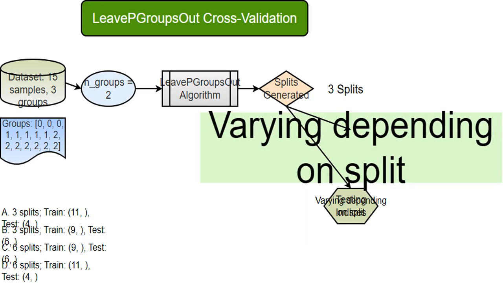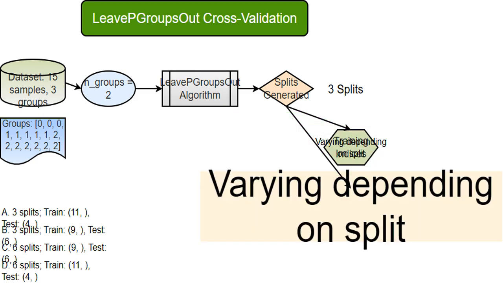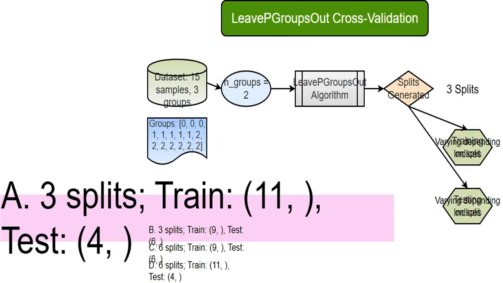This option suggests 3 splits, with 11 samples in the training set and 4 in the testing set for each. However, this is incorrect, given that the number of samples in training and testing sets changes with each split in this specific case. Another option proposes 3 splits, with 9 samples for training and 6 for testing. While the number of splits is correct, the sizes of the training and testing sets are not consistently true. For every split, this option wrongly predicts 6 splits.